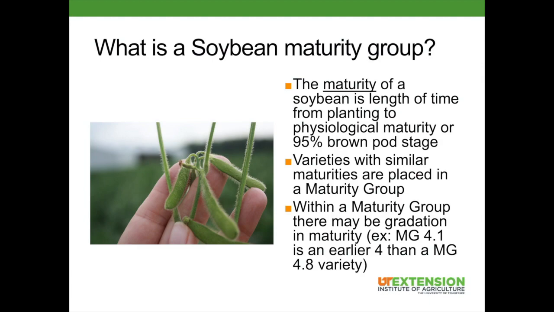For example, with a maturity group 4 variety, if you have a 4.1, it's considered an early 4. Maturity group 4.8 would be considered a late 4. When you get about a half a point difference, usually is when you can start seeing some visual or physical differences in maturity within a maturity group.